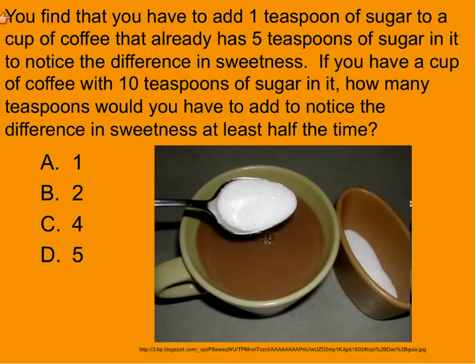The question is this. You find that you have to add 1 teaspoon of sugar to a cup of coffee that already has 5 teaspoons of sugar in it to notice the difference in sweetness. If you have a cup of coffee with 10 teaspoons of sugar in it, how many teaspoons would you have to add to notice the difference in sweetness at least half the time? I'll give you guys a minute or so to think through that one. All right, 10 more seconds, guys.